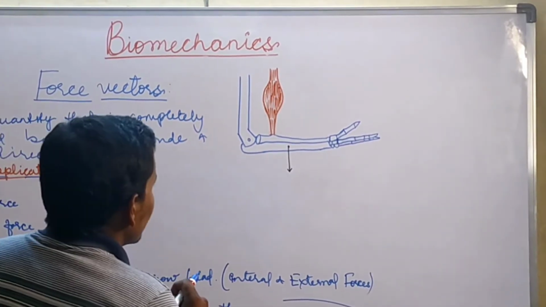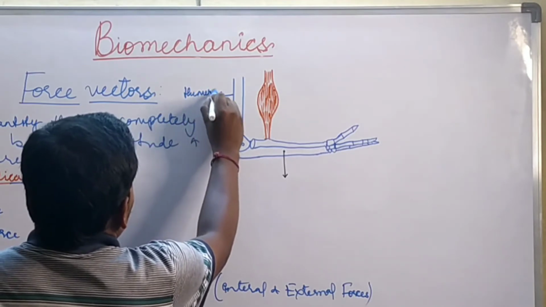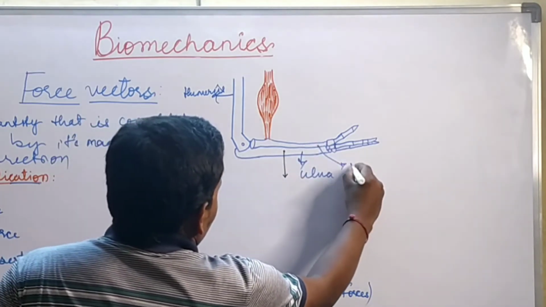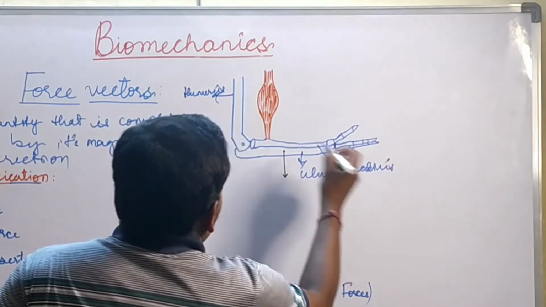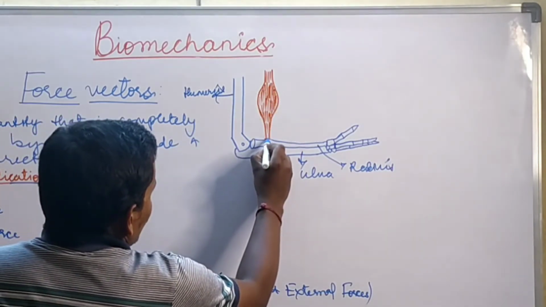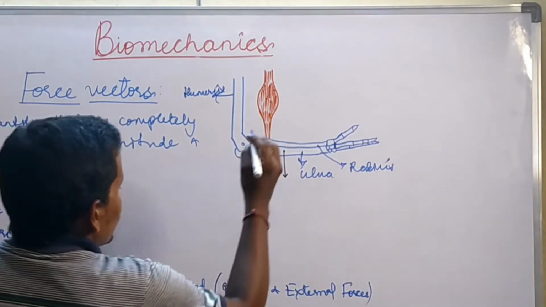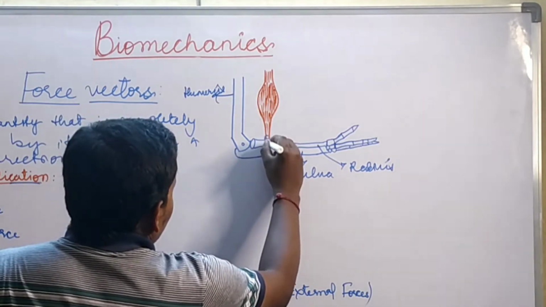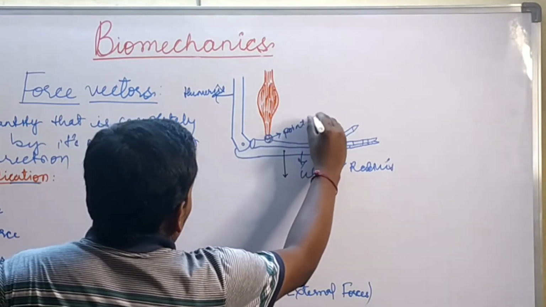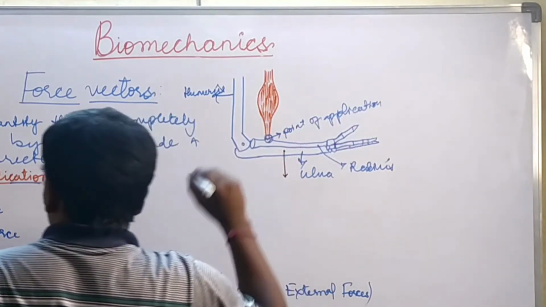For example, if you take this segment, this is the humerus, and this is the ulna and radius. This is the biceps brachii muscle. This biceps brachii muscle inserts into the radial tuberosity of the radius. Now, the point of application of the muscle force is where the muscle inserts. This is the point of application. Okay guys, this is the point of application of a muscle force.